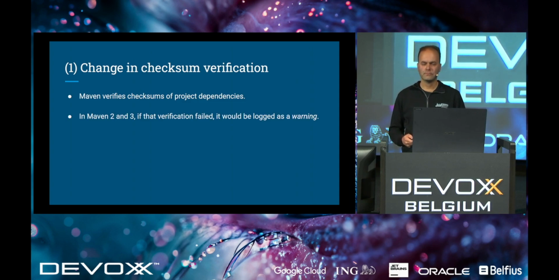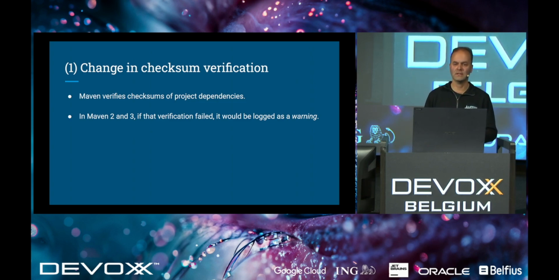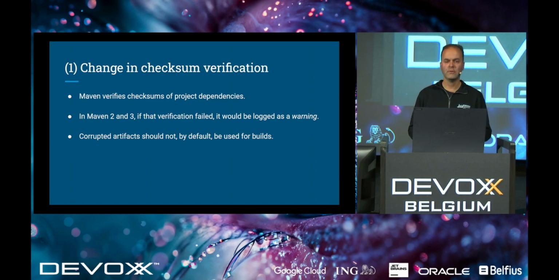By default, in Maven 2 and Maven 3, if that would fail, you would see a warning. Remember what I just said about warnings? They are potentially errors, but you just don't know if you don't pay any attention. So that's why we make it more explicit in Maven 4. If this verification fails, we, by default, don't want to include that in a build. If the artifact is potentially corrupt, this may be a problem you want to investigate.